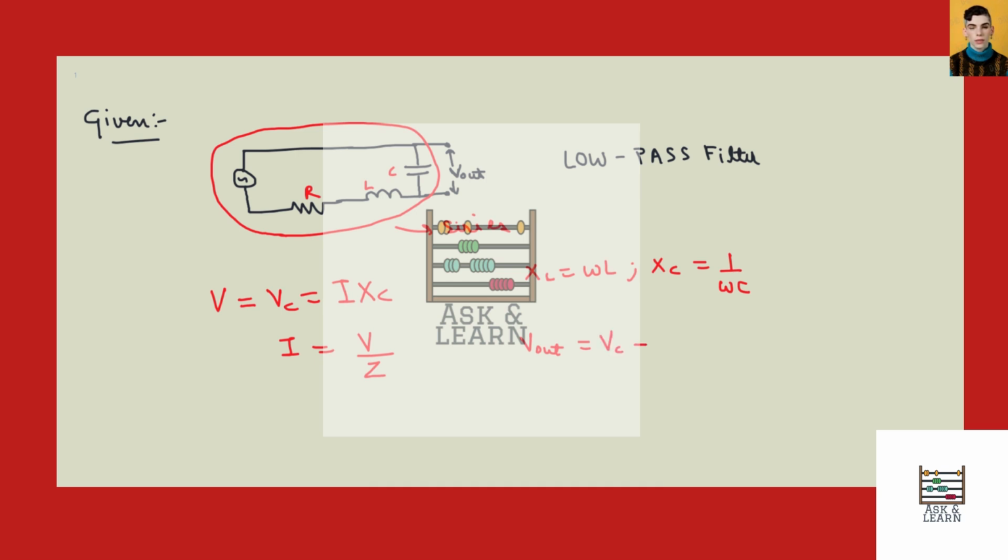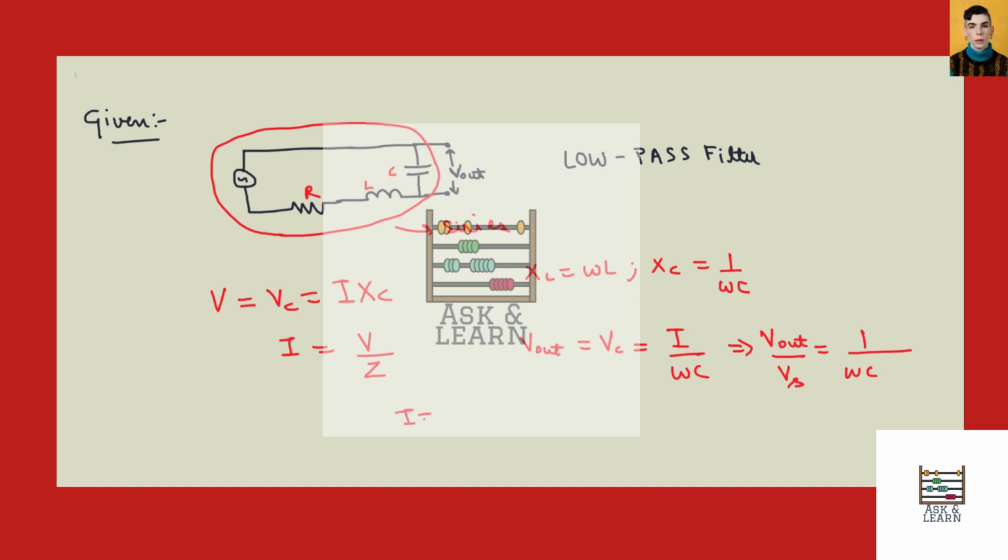So VC equals I times XC, which is 1 over omega C. This gives us V out over VS, which equals 1 over omega C. Now what is VS here? Looking at the relation again, we have this formula here. So this is our VS.